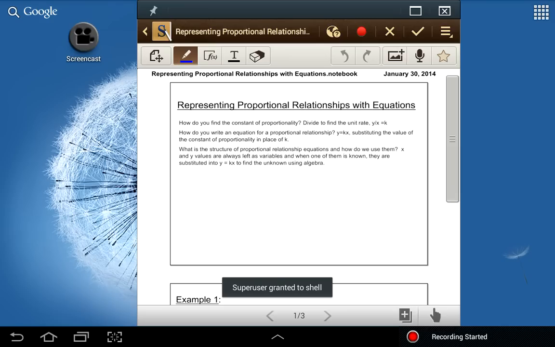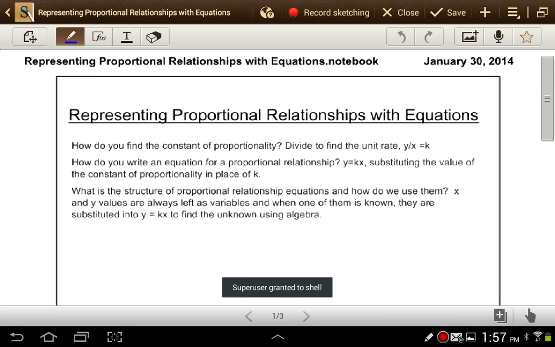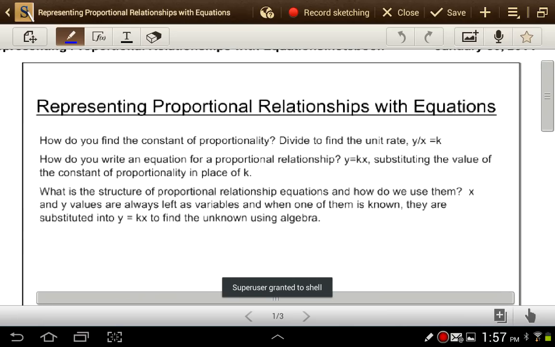Alright guys, here we go with today's lesson. Today's lesson is going to be on representing proportional relationships with equations.